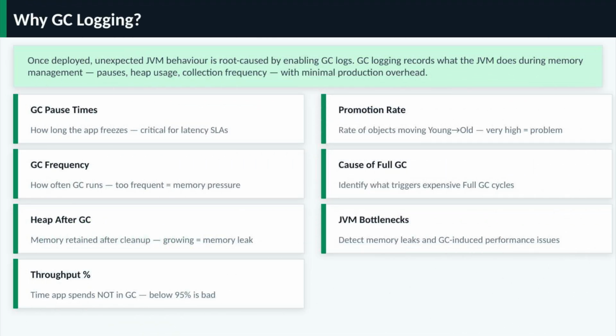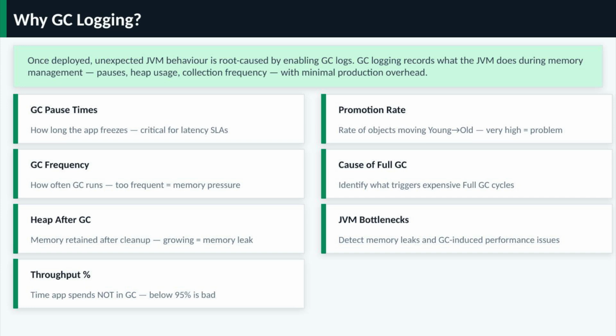Why GC logging? GC logging answers critical production questions. Why are users experiencing slow responses? Why is memory continuously growing? Why did a full GC happen? Why is throughput dropping? GC logs provide the evidence needed to answer these questions.